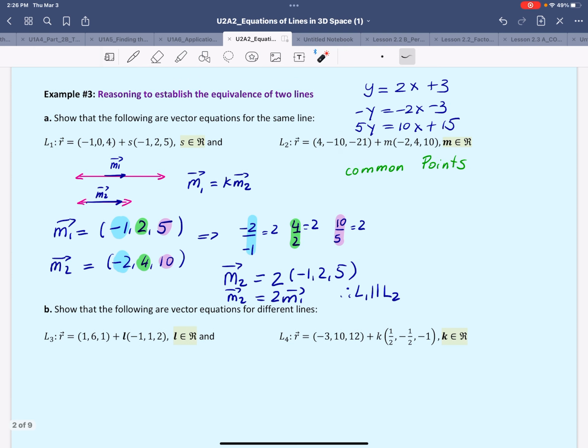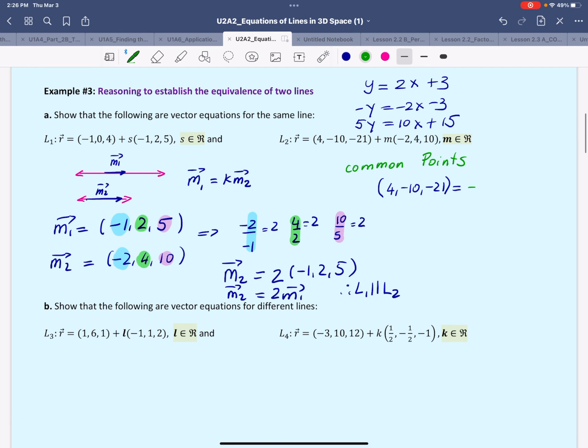So what I'm going to do is use the point (4, -10, -21) and substitute it as a point on the line L1 to see if it fits. So we have (-1, 0, 4), that's the starting point of this line, and then I will add the vector, which is s(-1, 2, 5), the direction vector.